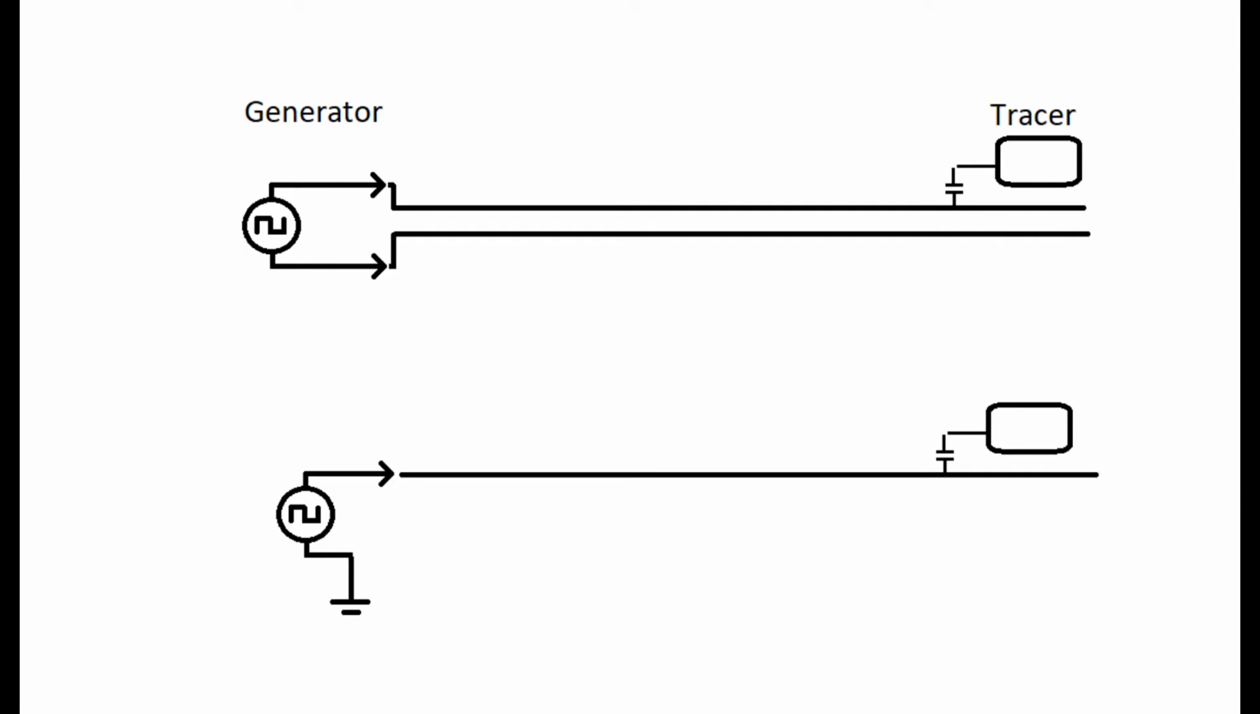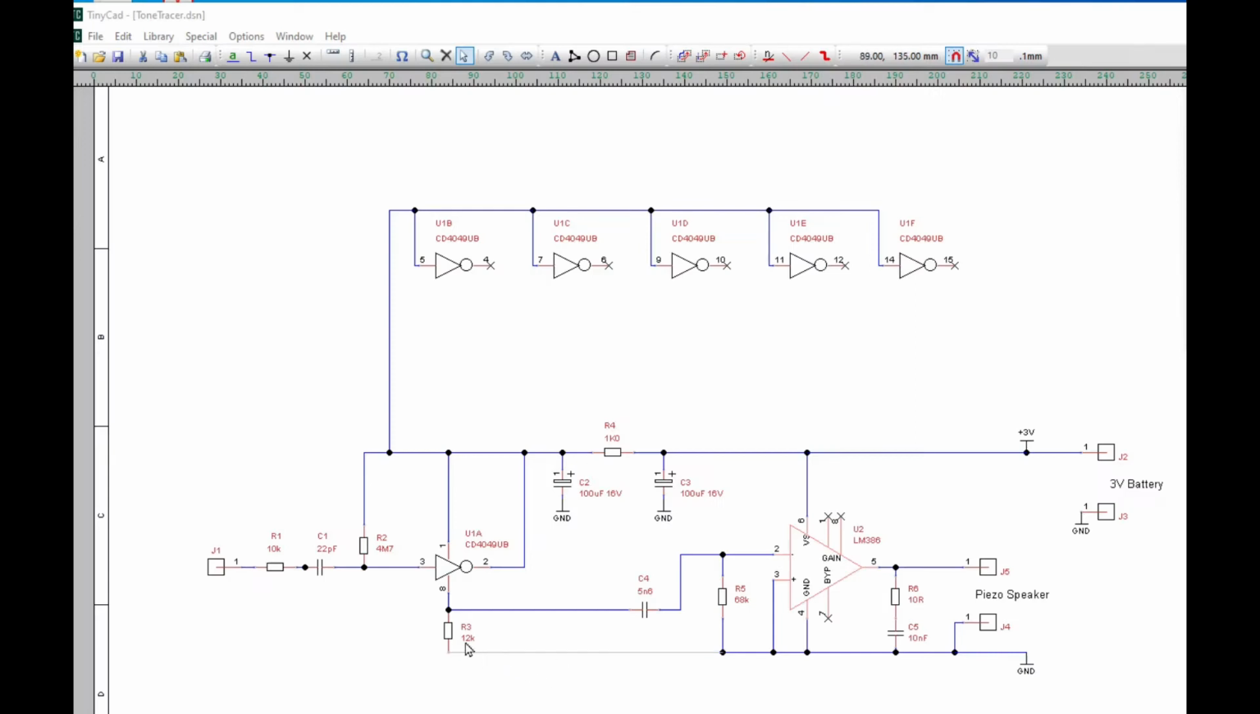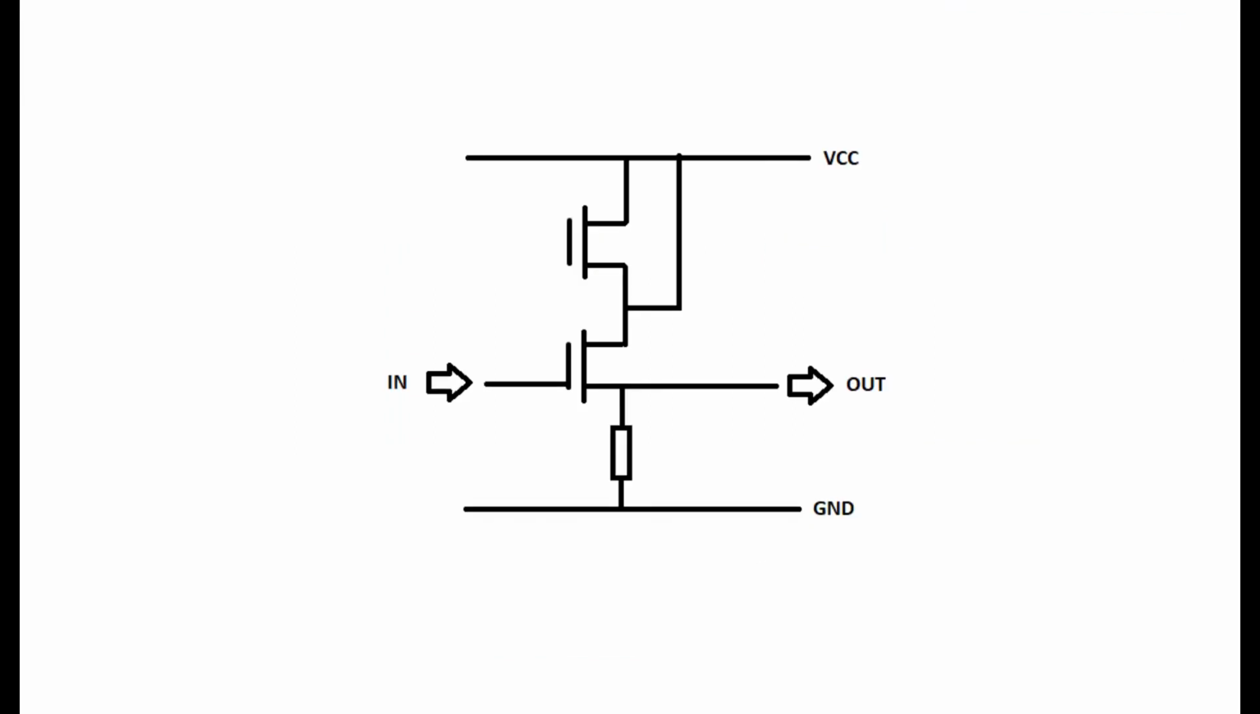The tracer has a probe tip that picks up the tone through the tiny capacitance from tip to wire, allowing us to trace the wire at some distant point. The tracer consists of a high impedance buffer. After the buffer is an LM386 audio power amplifier that drives a speaker. The buffer uses a single transistor out of a 4049UB connected as a source follower.